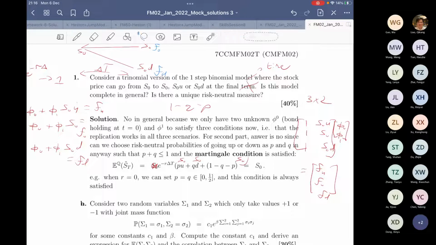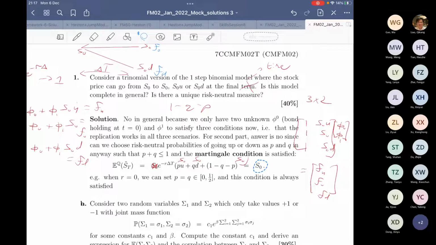Forgetting about the discounting term, it's just the probability of going up times the stock price if you go up, plus the probability of going down times the stock price if you go down. P is the probability of going up. But there's now an additional term, 1 minus P minus Q, times simply S0. We can take out the factor of S0 as I originally did, and then this equation would have to be set equal to S0. But the problem is there's not a unique way of solving this equation.